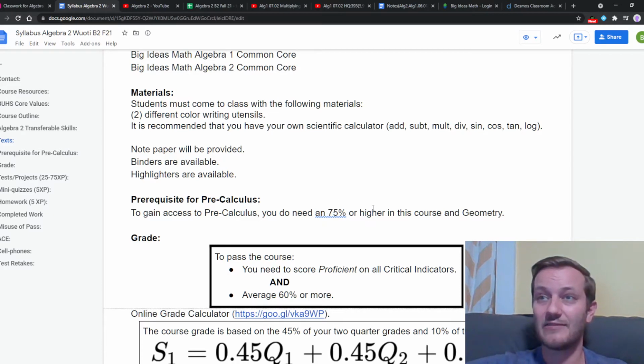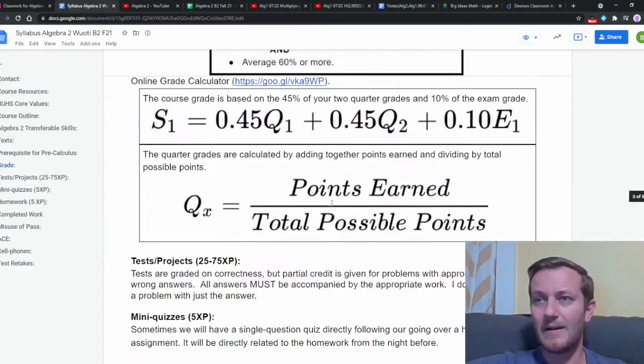So as I said, you need a 75% or higher in this course in order to enter geometry, and in order to enter pre-calculus. So pay attention to that. But come to class with writing utensils, a scientific calculator, something like that.